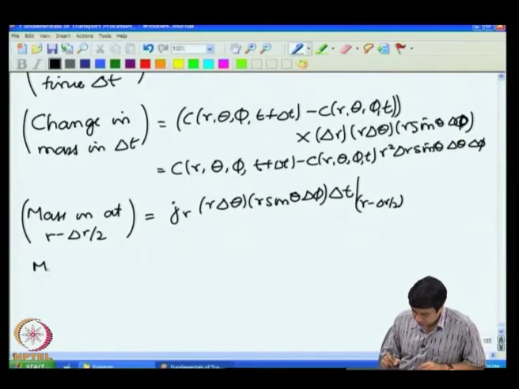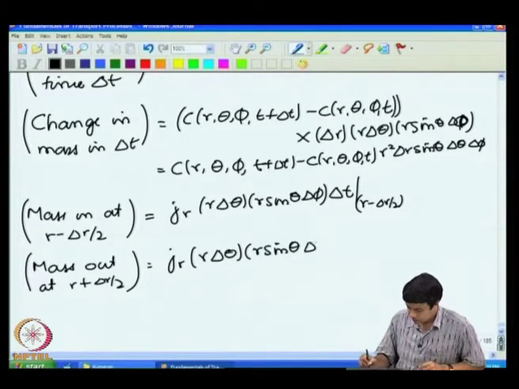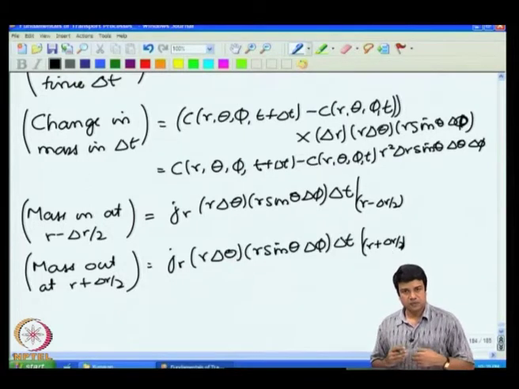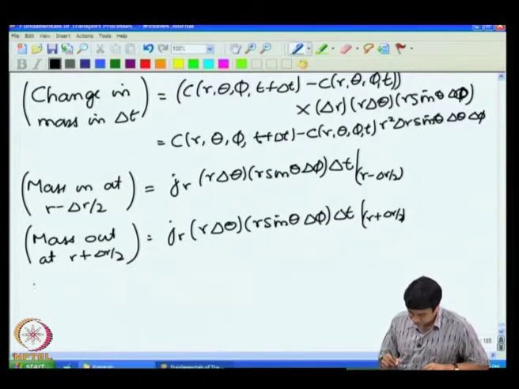Similarly, there is mass out at r plus delta r by 2. This is going to be equal to Jr times r delta theta into r sin theta delta phi times delta t at r plus delta r by 2. So, those are the masses at the surface at r minus delta r by 2 and at the surface at r plus delta r by 2, the amount of mass coming in and going out. Similarly, I have two surfaces in the theta direction. Theta minus delta theta by 2.